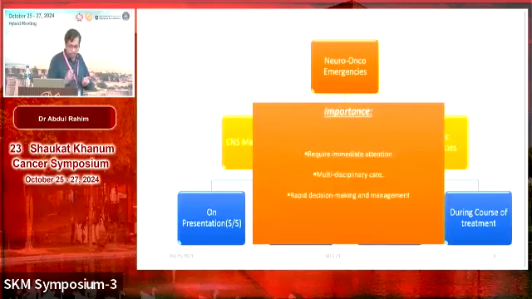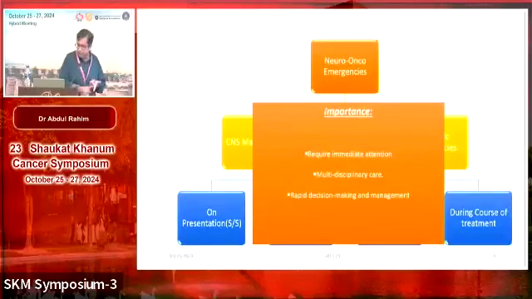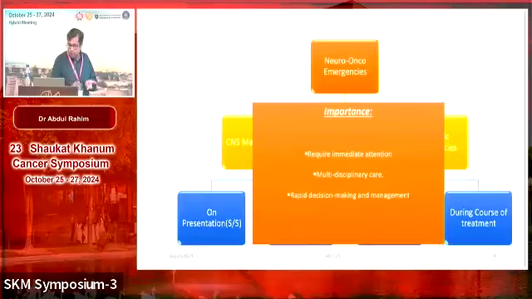Why is it important? Why are we presenting it? I hope this was the main motive. It requires immediate attention. Without immediate attention, things get delayed, things get out of hand. We need multidisciplinary care. We need intensive care. We need oncology. We need neurology. We need surgeons everywhere, and radiology, of course. And rapid decision making is very important, because without rapid decision making, things would deteriorate fast. And then, as we say, there is no use of treating them.